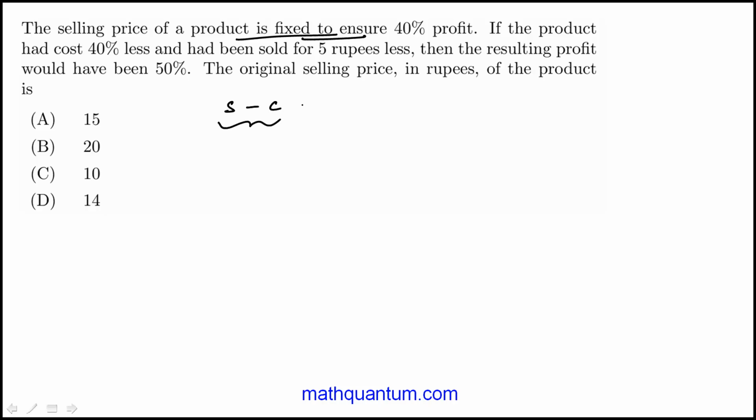So selling price minus cost, that's our definition of profit. And they're saying that's equal to 40% profit. Now this is 40% of the cost. So that's going to be the first equation.